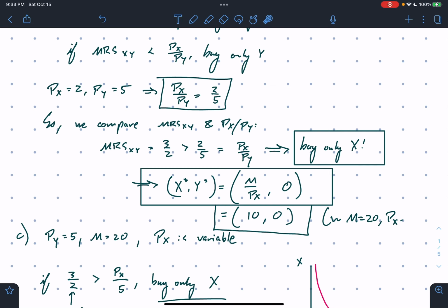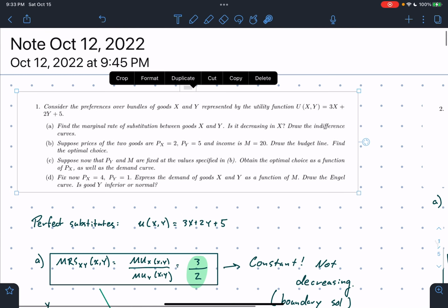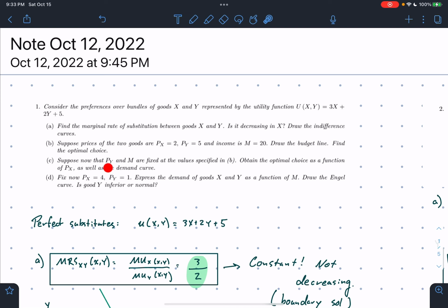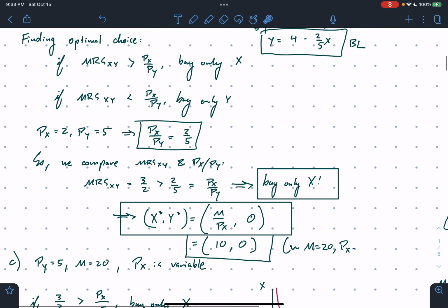Okay, now what we want to do for part C, I'll scroll up so you can see it. We want to suppose that py and m are fixed. Then we want to obtain the optimal choice of x and y as a function of px, as well as we want to find the demand curve. So two things: we want to find the optimal choice as a function of px, and we want to find the demand curve. Now, fortunately, we've already done most of the work to get here.